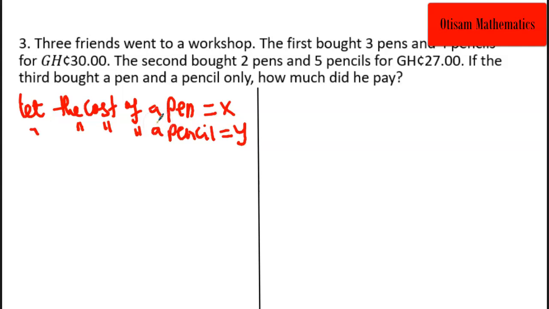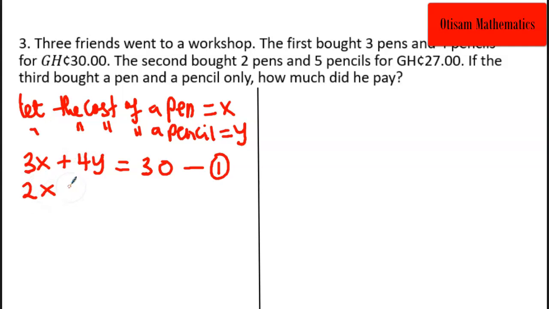So let's go back to the question. 3 friends went to a workshop. The first bought 3 pens and then 4 pencils. So 3 times the price of a pen, x, plus 4 times the cost of a pencil, y, is equal to 30. Let's label it as equation 1. Then the second bought 2 pens plus 5 pencils and is equal to 27. That is our equation 2.